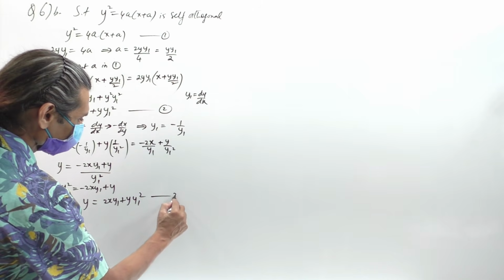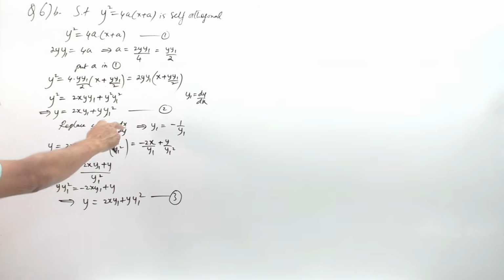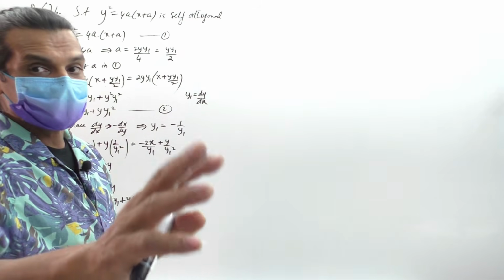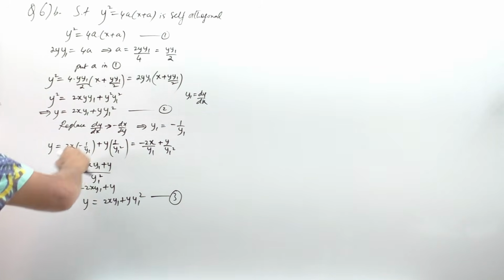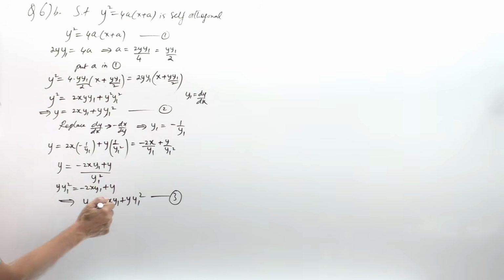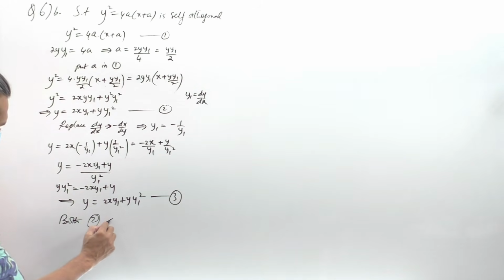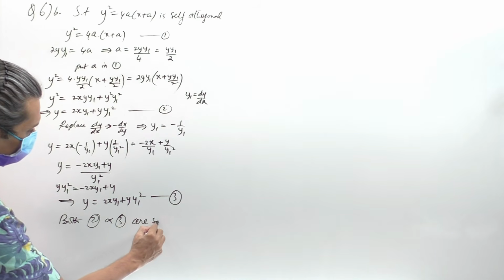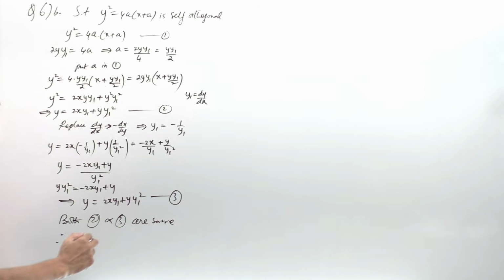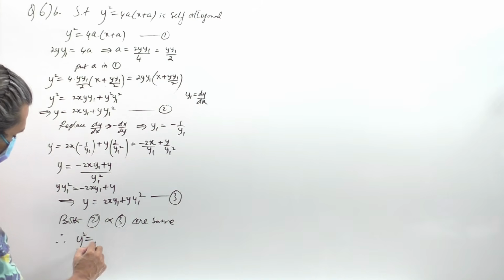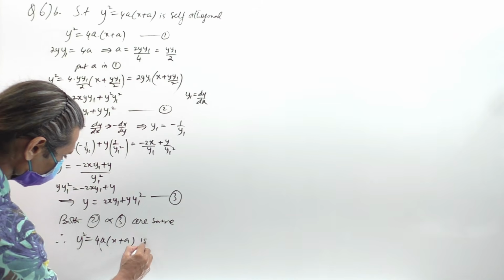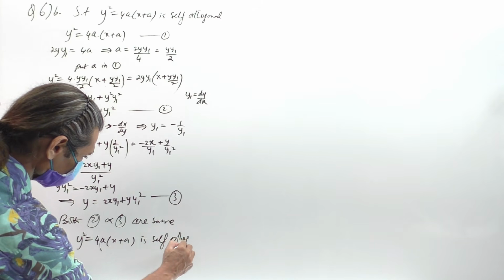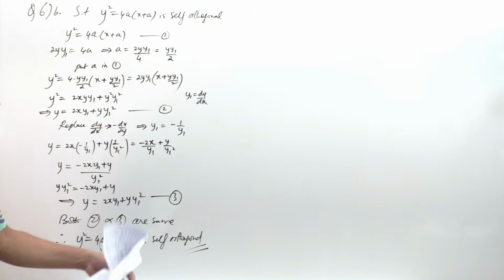Now I take this as say 3. Now see, we got a differential equation in 3, y is equal to 2xy1 plus y y1 square. For that, to find the orthogonal trajectories, we replace dy by dx with minus dx by dy, or minus 1 by y1. When we apply it, we get the same equation. See, both 2 and 3 are same. Therefore, we can write the parabola y square is equal to 4a into x plus a is self orthogonal. That's it. This is how it's done.